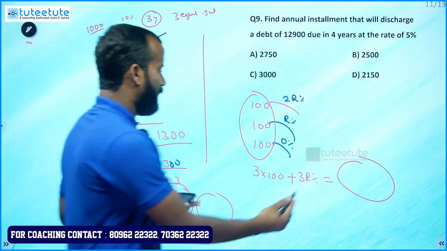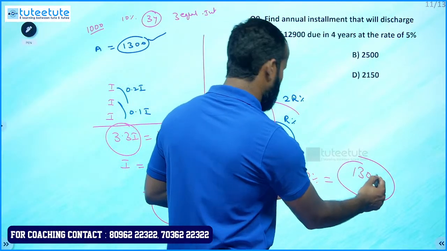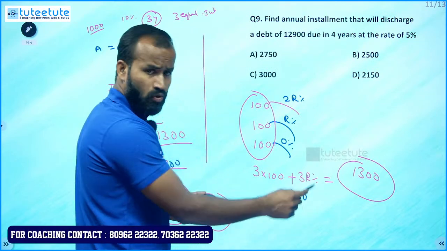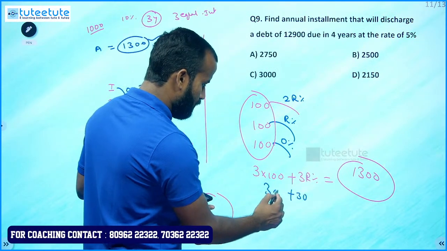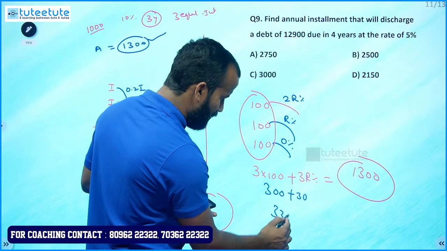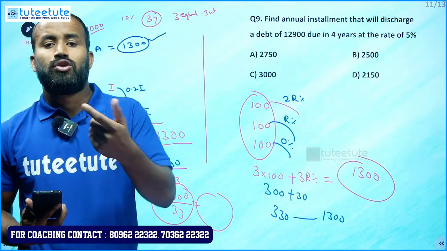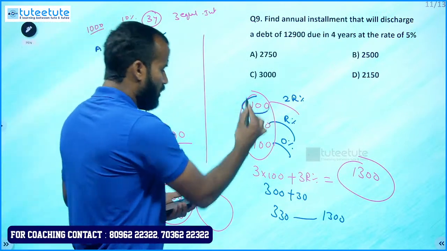Amount how much? 1,300. If you take R value as 10, what? 3 into R is 30, so 30% of 300. So what will you get? 330 is equal to 1,300. So you want the installment here. So each installment how much? Each installment 100. So 100 value how much?